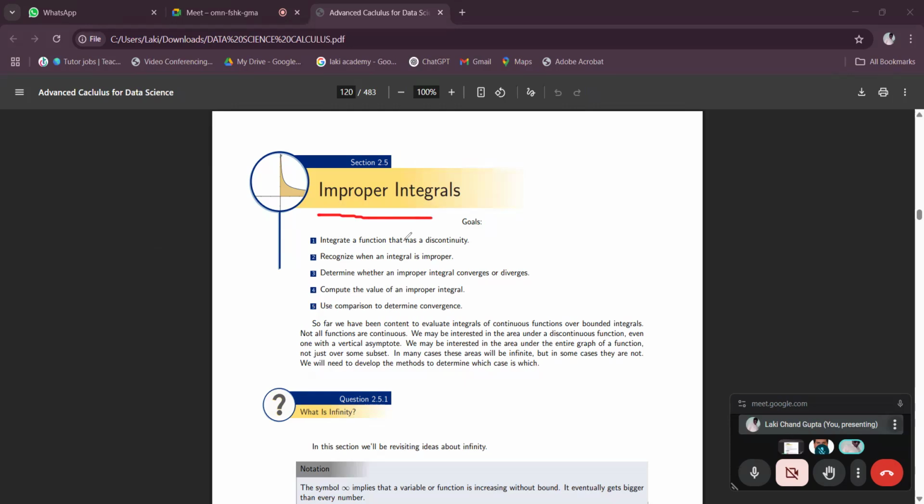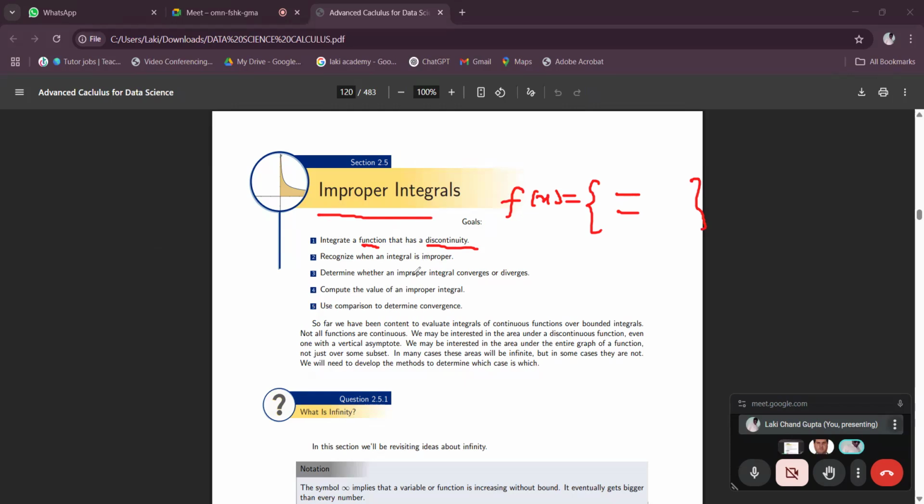Improper integral. In this chapter, you will learn how to integrate a function that has a discontinuity. Discontinuity means a function given in this form. This is called a discontinuous function. And in this chapter, you will identify which type of function is proper and which type of function is improper.